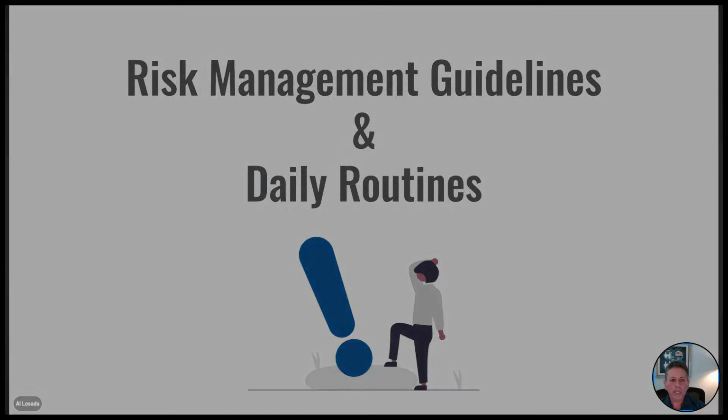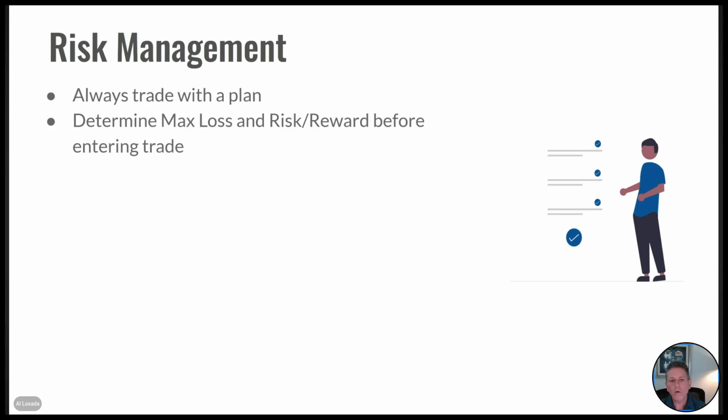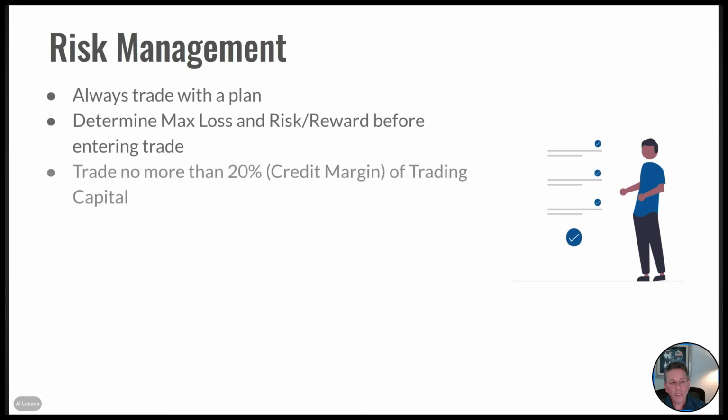All right, let's look at the guidelines and risk management. Always trade with a plan. Before you even touch the portfolio, you want to get in there and really understand what that plan is. Determine the max and risk reward before entering that trade. Trade no more than 20% credit margin at risk. So basically, if you have a $10,000 account, you don't want to have a risk higher than 20%. And that's because you want to trade another day.